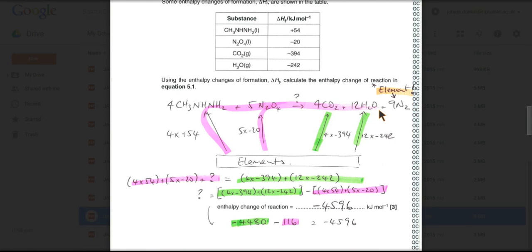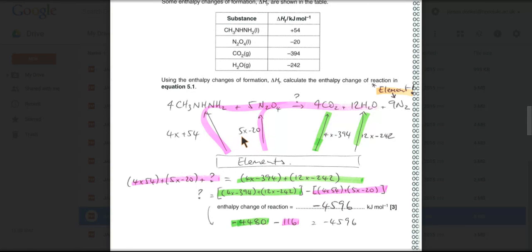So the way I would tackle this, I would write the equation for the reaction we need to find the enthalpy change for across the top, and then a box at the bottom with elements written in. And what we're going to do is create a cycle by connecting the elements box with the species in the equation. So going from elements to 4 moles of this, the enthalpy change would be 4 times the plus 54. This enthalpy change of formation here, from elements to 1 mole of that, would be plus 54. We've got 4 in our cycle, so that's why we multiply by 4.